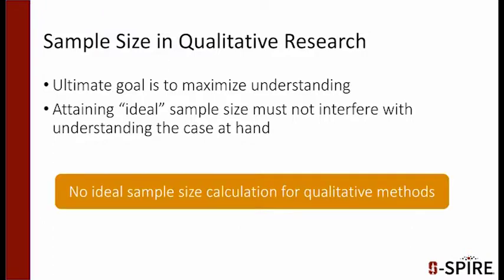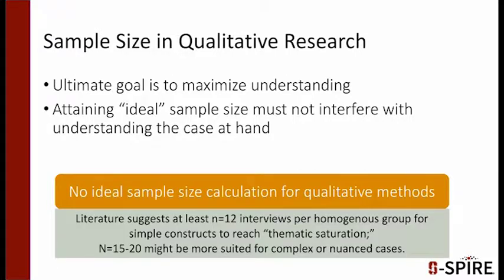So in summary, there's no ideal sample size calculation for qualitative methods. The literature suggests a sample size of at least 12 for interviews within a homogeneous group for simple constructs to reach thematic saturation. So an N between 15 and 20 might be more suited for complex or nuanced cases, or more. So we do have situations where if you're doing 4 groups, you might need to consider 15 to 20 per group. Is that right, Janine? Absolutely. So it all goes back to what is the question that you're actually answering.